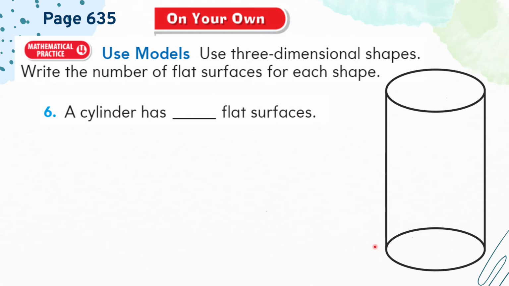Where are the flat surfaces then? It's this one here. You see this is a flat surface here. So this is one flat surface. This is two flat surfaces. We do not find any other flat surfaces on the cylinder. So how many flat surfaces do we have on a cylinder? We have 2 flat surfaces. Very good, grade 1. So a cylinder has 2 flat surfaces.